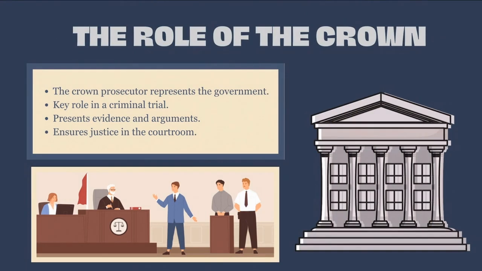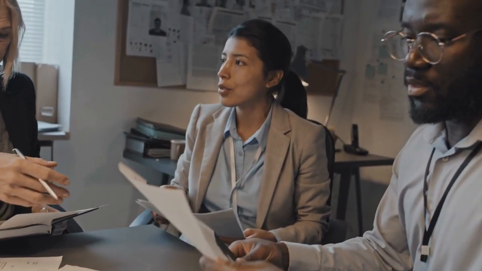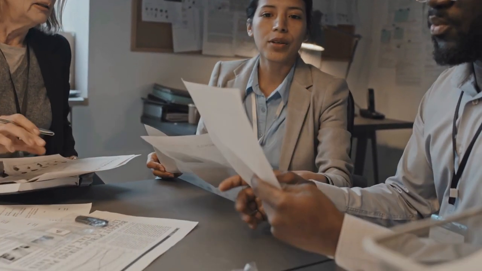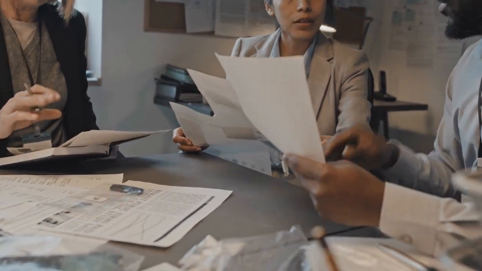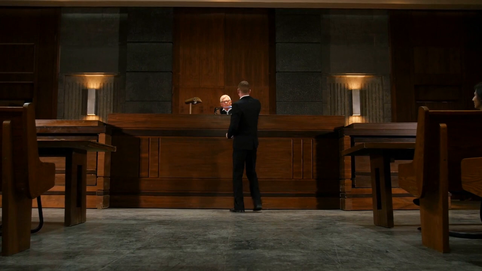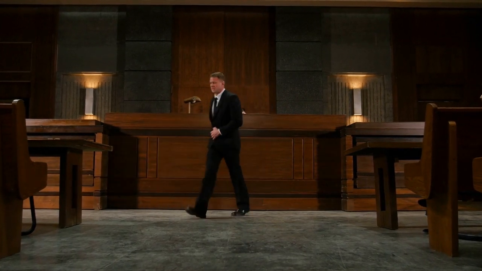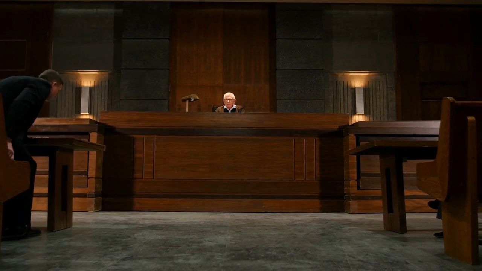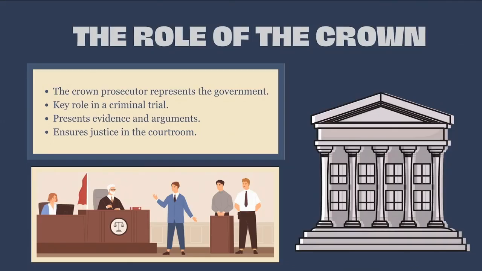Moving on to the role of the Crown. In a criminal trial, the Crown prosecutor plays a crucial role. Think of them as a representative of the government in court. Their responsibilities include not just arguing the case, but also presenting evidence to support their arguments. Over here, the Crown prosecutor is in action presenting their case to the judge and jury. They're a key player in ensuring that justice is done.